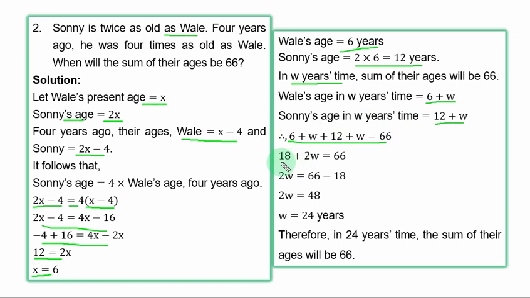So you have 18 plus 2W equal to 66. Collect like terms, 2W is equal to 66 minus 18. 2W is equal to 48. Divide through by 2. W is equal to 24 years. Therefore, in 24 years' time, the sum of their ages would be 66.